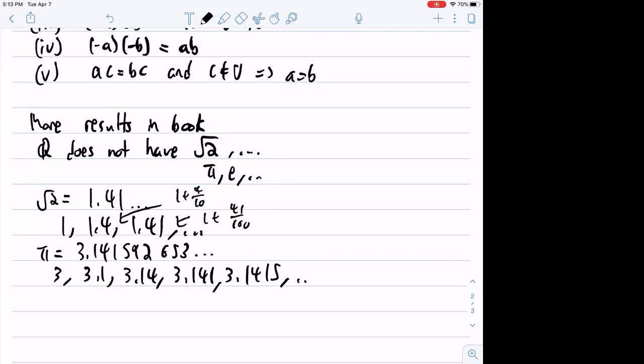So basically, R is, if you want me to write it in words, include all values rational numbers approach.